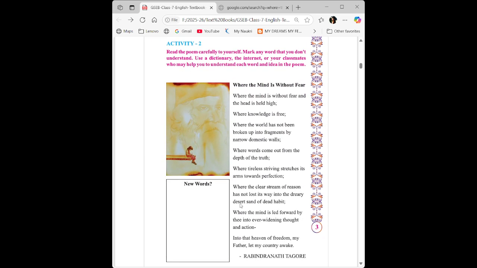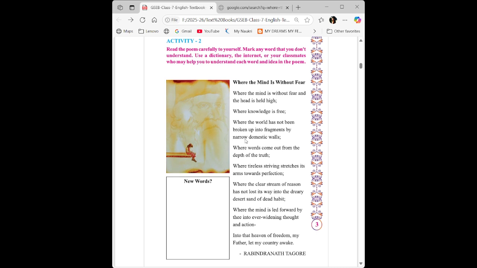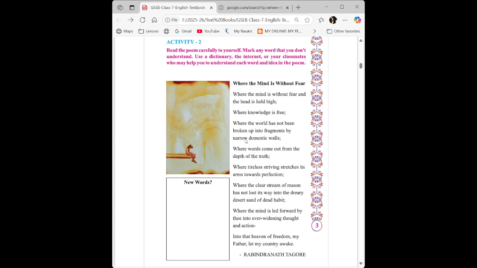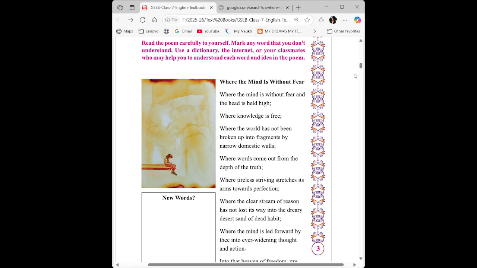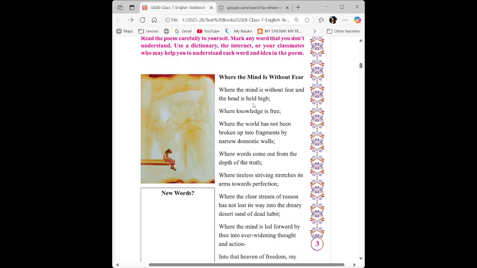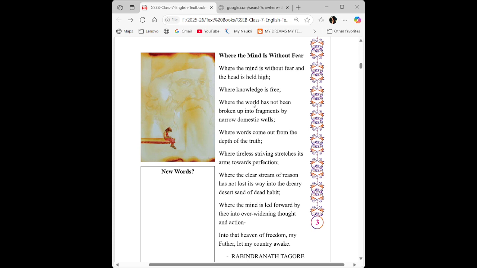This is a poem written by Rabindranath Tagore, and the title of the poem is Where the Mind is Without Fear. You can see here a symbolic picture has been given. Rabindranath Tagore is there in the photograph, and there is a girl child. She is sitting here. Let's read the poem first, and then I'll explain the meaning.